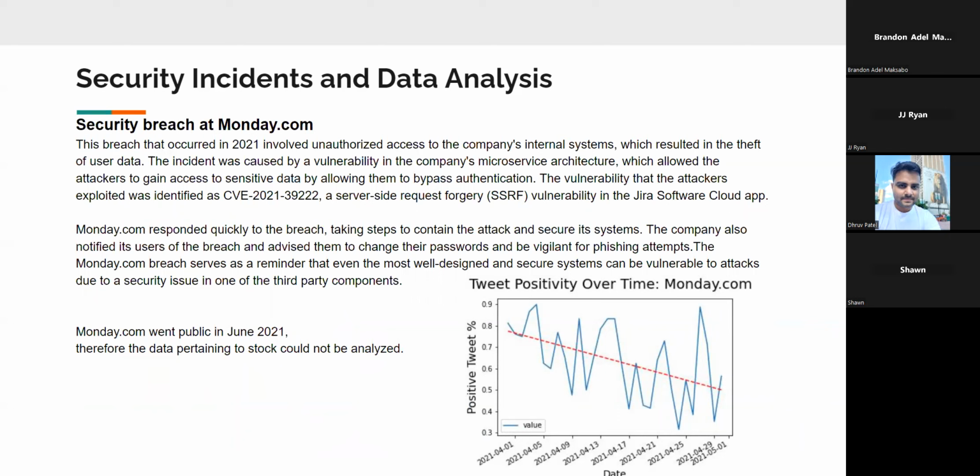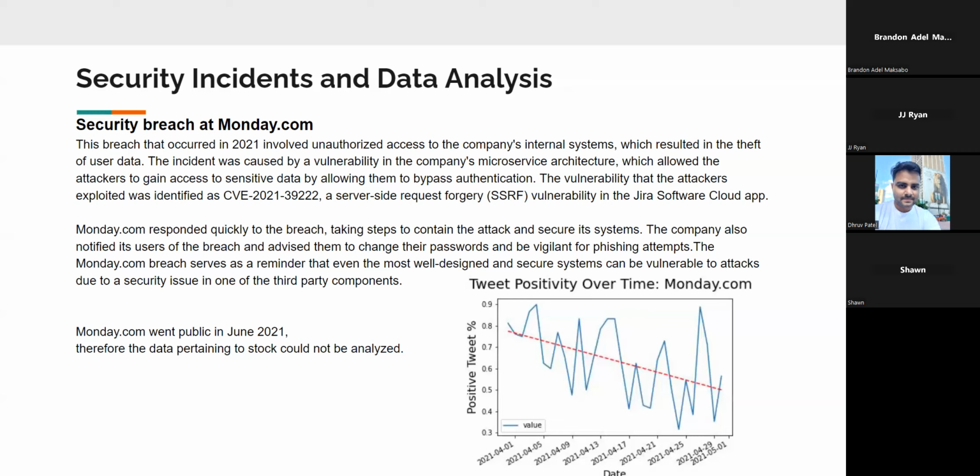Security breach at Monday.com. This breach occurred in 2021 and involved unauthorized access to the company's internal systems, which resulted in the theft of user data. The incident was caused by a vulnerability in the company's microservice architecture, which allowed the attackers to gain access to sensitive data by bypassing authentication. The vulnerability that the attackers exploited was identified as a CVE, a server-side request forgery vulnerability in the Jira Software Cloud app.